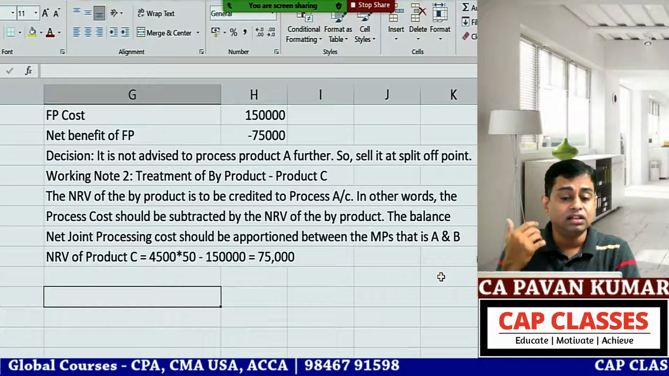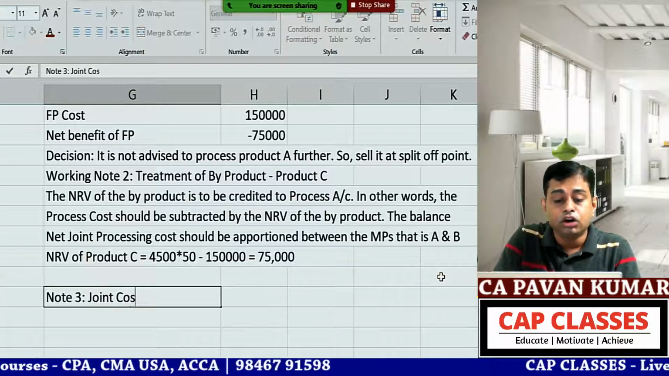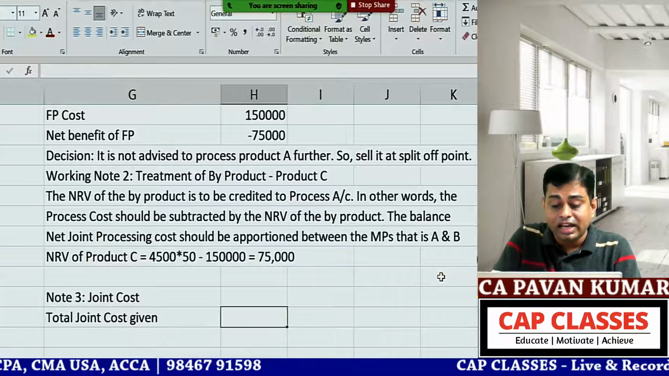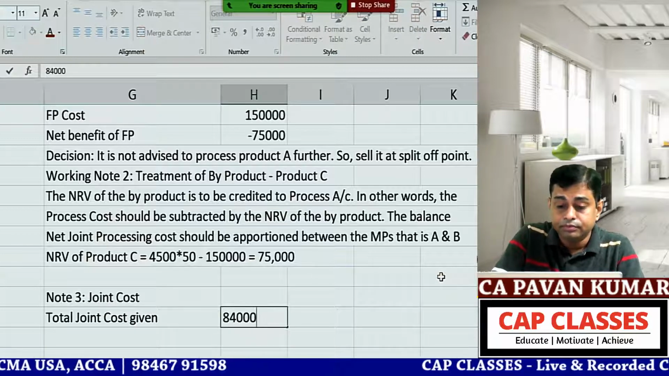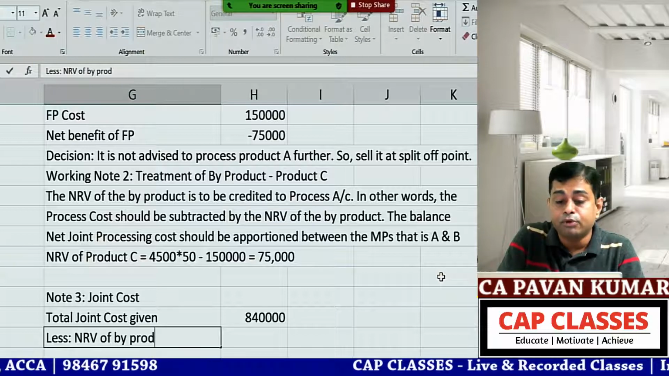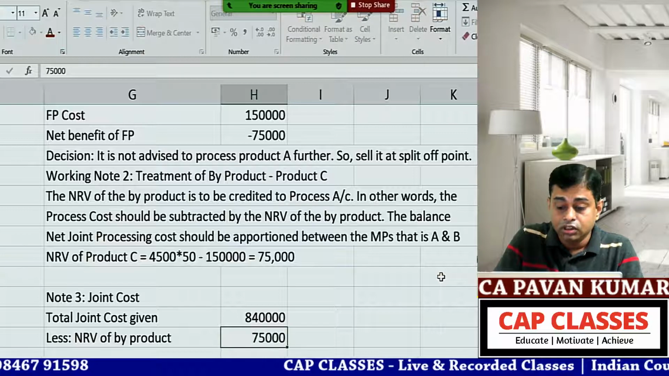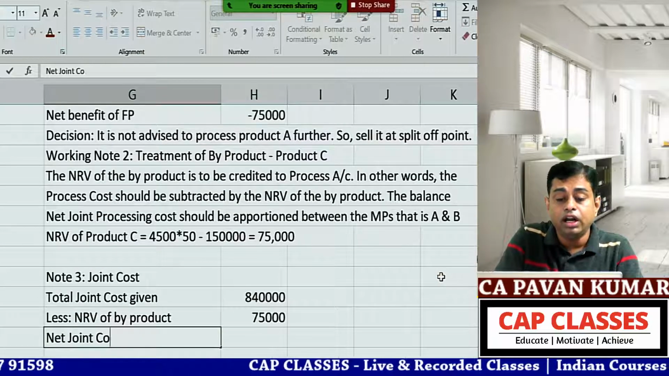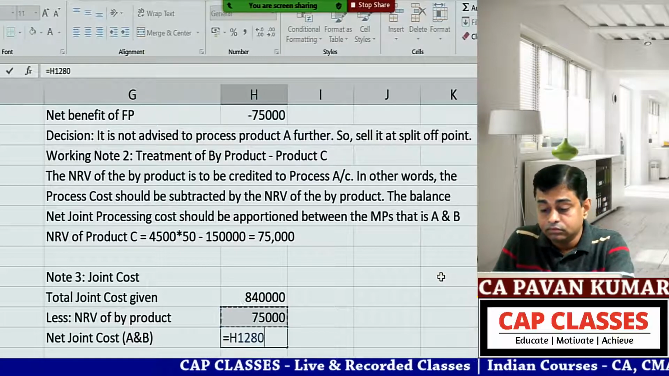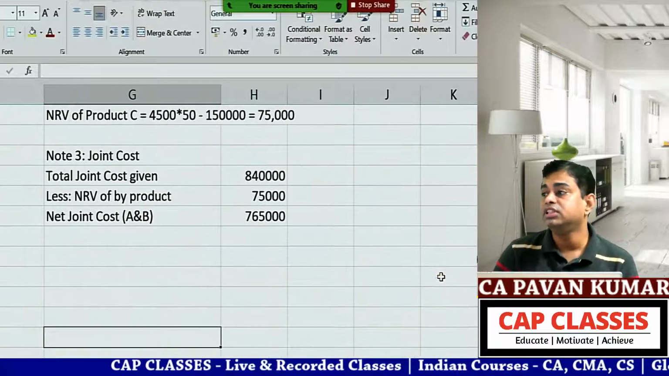Now this is working note 2. Note 3, joint cost. Total joint cost given, 8,40,000, less net realizable value of byproduct, 75,000. So net joint cost to be apportioned between A and B, 7,65,000. This you understand. This is note 3.